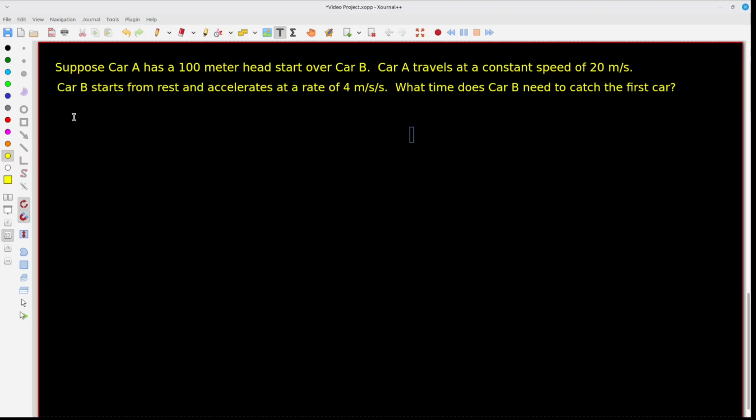So for car A, we're going to say that distance is equal to 100 plus 20 times t, where distance is measured in meters and t is measured in seconds.